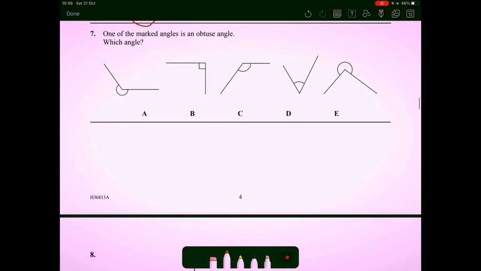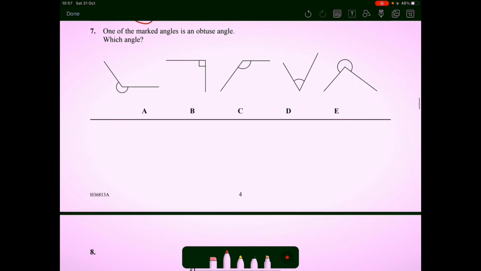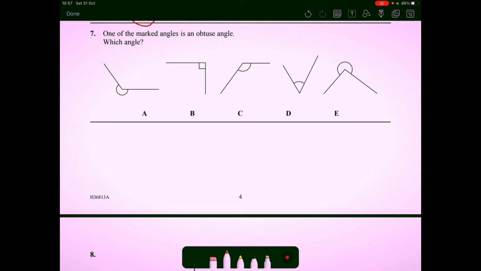7. One of the marked angles is an obtuse angle. Which angle? Okay, this is going to come down to general knowledge in an exam situation. You've got a few different angle types. You've got acute, obtuse, and reflex, as well as a right angle and a straight line.